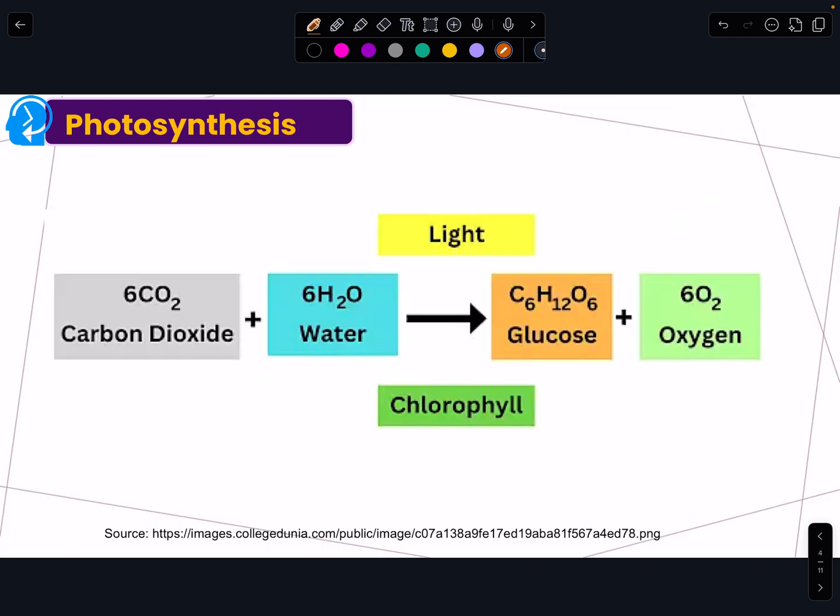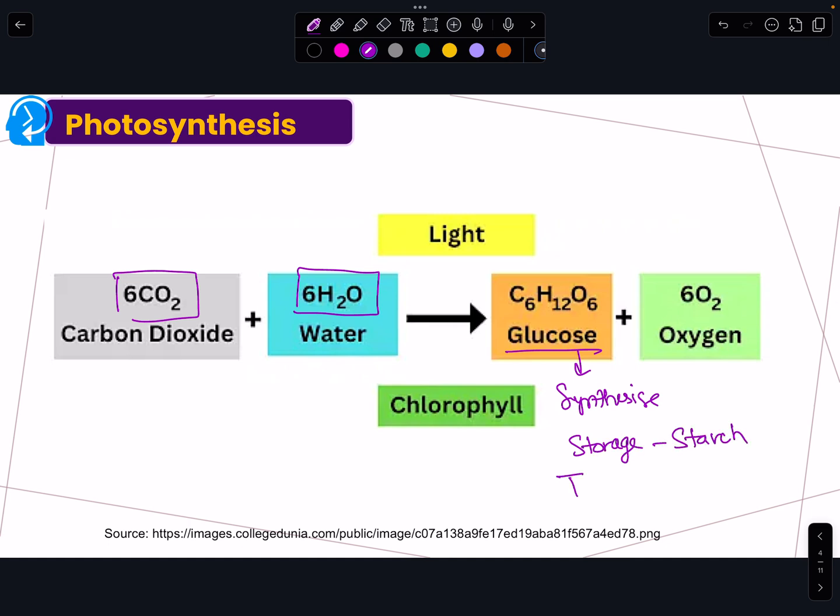Moving ahead. What happens in the chloroplast is that plants take up carbon dioxide from the atmosphere and the roots absorb water, and in the presence of sunlight and chlorophyll, they synthesize glucose as the food. A very common question that is asked: plants synthesize their food in the form of glucose, but when it comes to storage, we already know the plant stores its food in the form of starch. And when it comes to transportation, the glucose is transported in the form of sucrose.